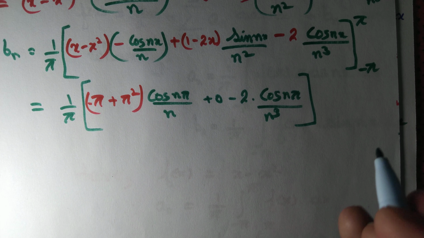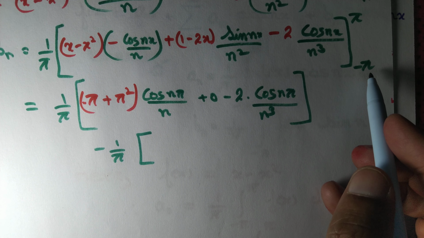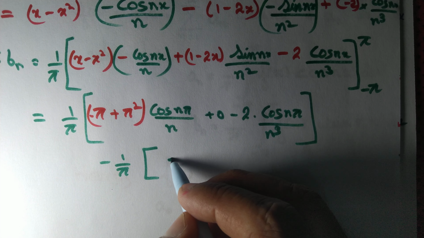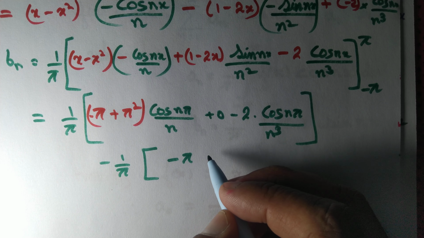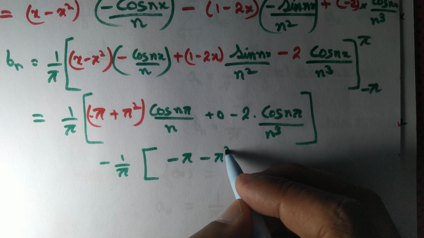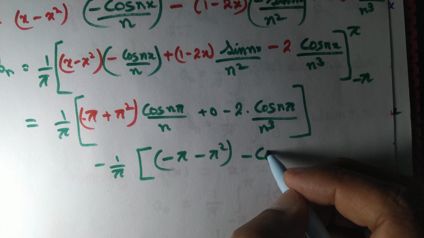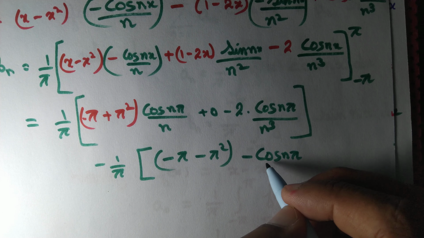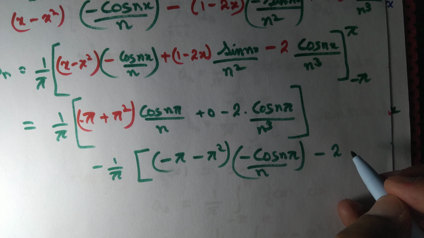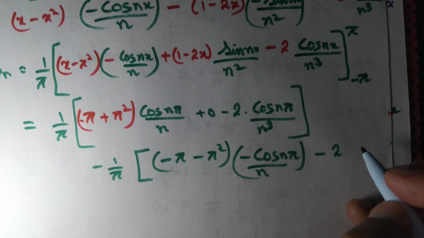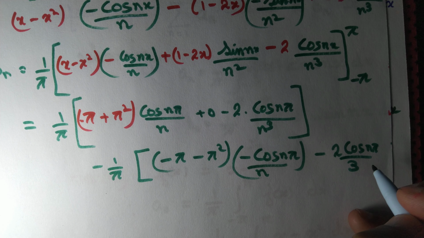What about lower limit? Minus 1 by pi. When you write x equal to minus pi, you will get minus pi, and when you write x equal to minus pi, whole thing square is again pi square, minus of cos n pi. Sin n pi is once again 0. Minus of 2 cos of minus theta is same as cos theta. So cos of n pi by n cube.